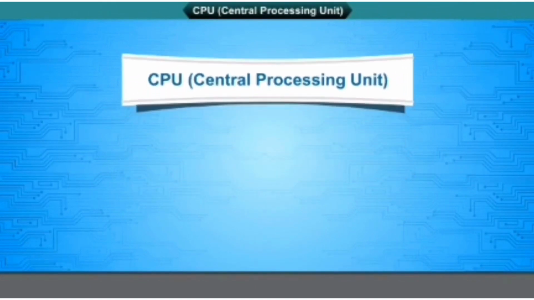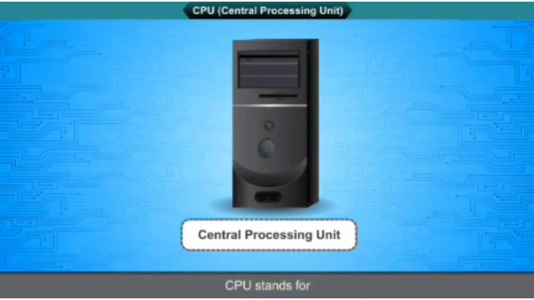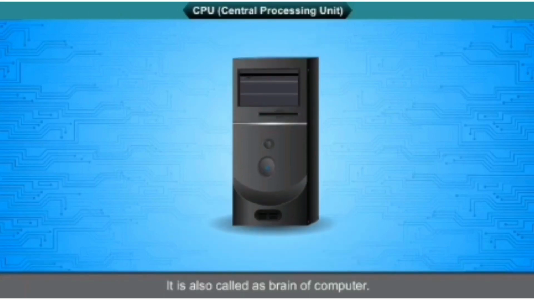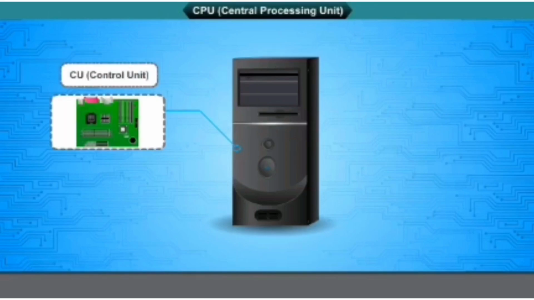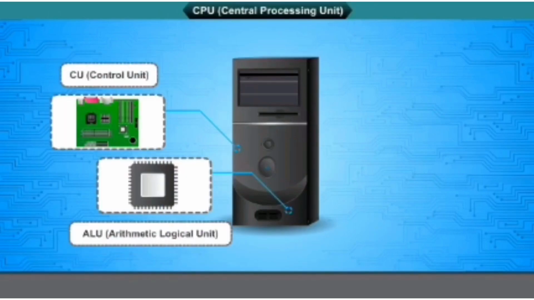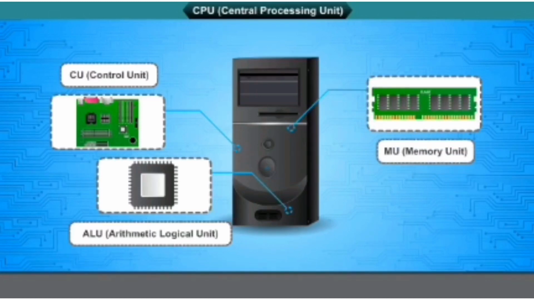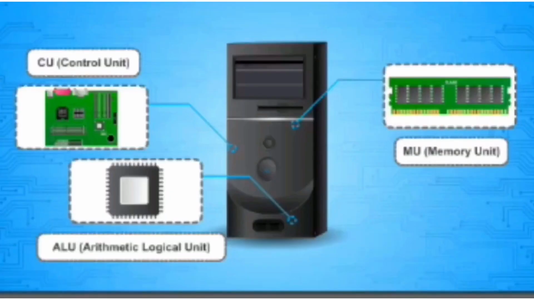Components of CPU. CPU stands for Central Processing Unit. It is also called the brain of the computer. All the processing work is done by the CPU. CPU has three parts. CU, control unit. It is the most important and controls the working of all the parts, like a traffic policeman. ALU, arithmetic logic unit, does all the calculations such as addition, subtraction and multiplication. MU, memory unit. It stores data and information for the processing.